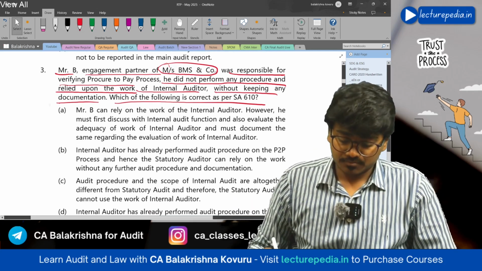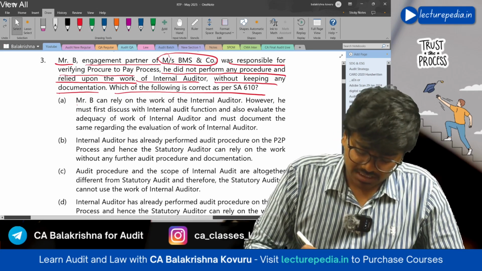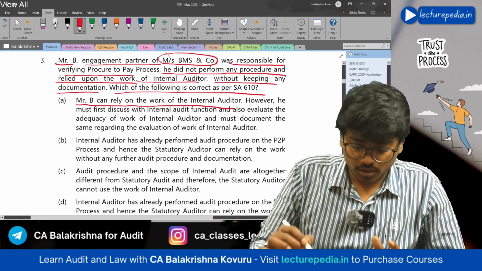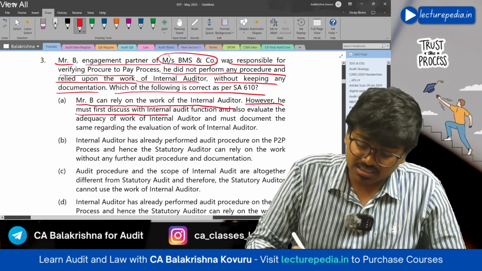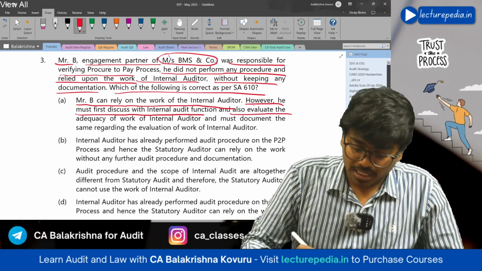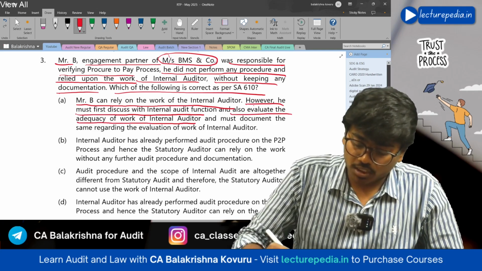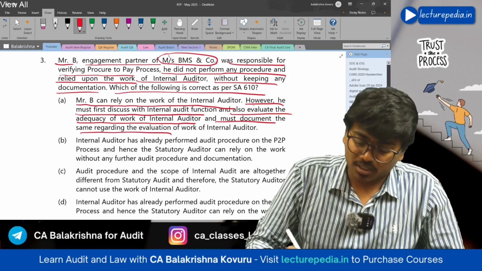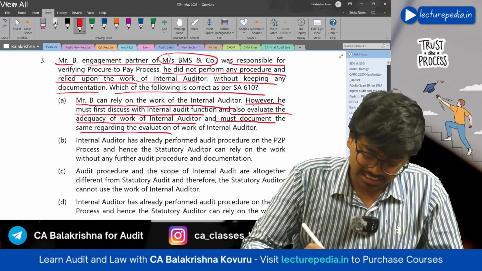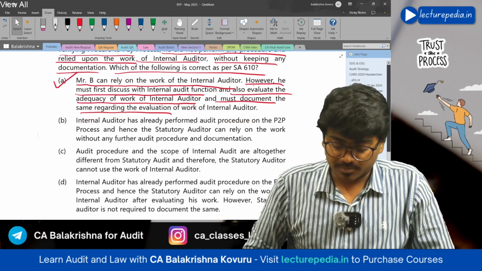Let us see. Here, option A says Mr. B can rely on work of internal auditor. Okay. However, he must first discuss with internal audit function and also evaluate the adequacy of work of internal auditor and must document the same regarding the evaluation of work of internal auditor. Yes. Option A is correct. Remaining options are wrong.